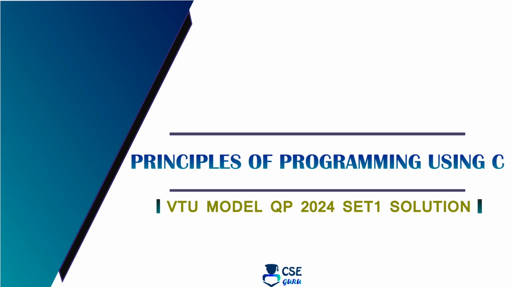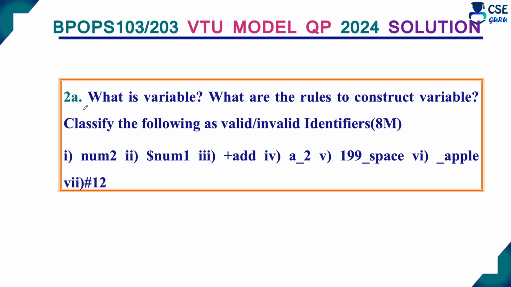Principles of Programming using C, BTU Model Question Paper 2024 Set 1 Solution. Question number 2a. What is a variable? What are all the rules to construct a variable? And classify the following as valid or invalid identifiers. These are all the identifiers they have given. We have to classify them as valid or invalid identifiers.